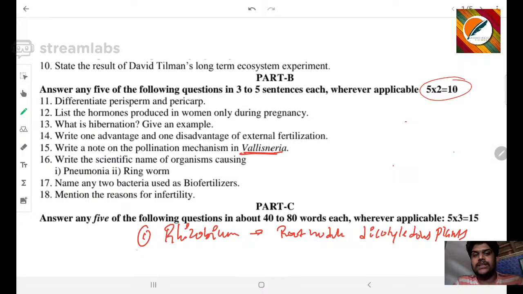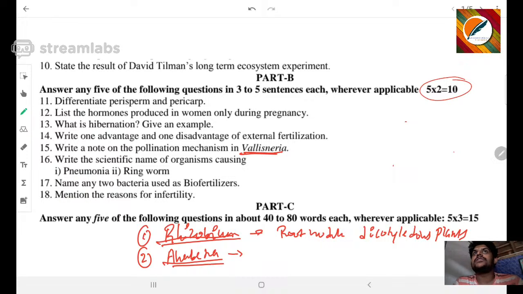They convert the nitrogen into nitrates or ammonium form. The second one is Anabaena. This is also a type of nitrogen fixer, called a free nitrogen fixer, because they are not symbiotic individuals. Rhizobium is symbiotic, present in the root nodules of the dicotyledonous plants, but these are free individuals.